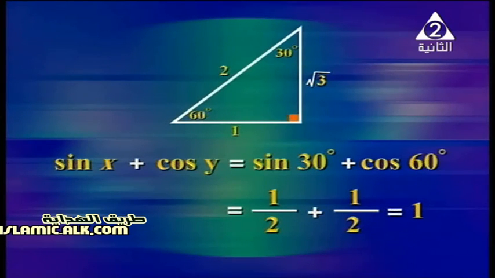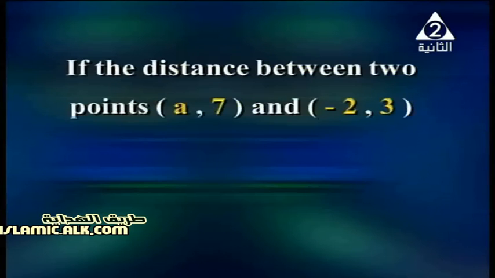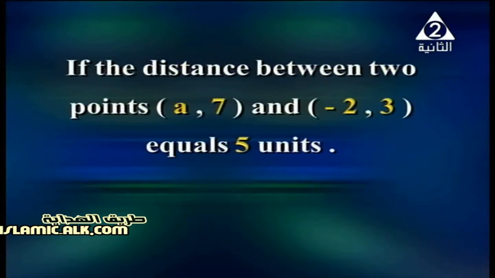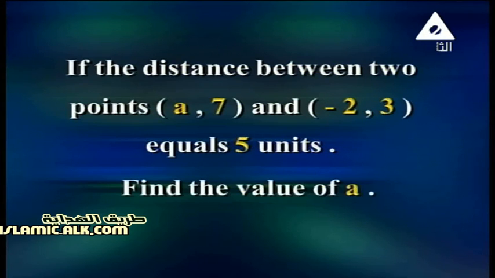Now let us have another example. If the distance between the 2 points (A, 7) and (-2, 3) equals 5 units, find the value of A. Now the question is asking you about the value of A, and I'm saying that the distance between these 2 points equals 5. So we are going to use the rule of the distance.